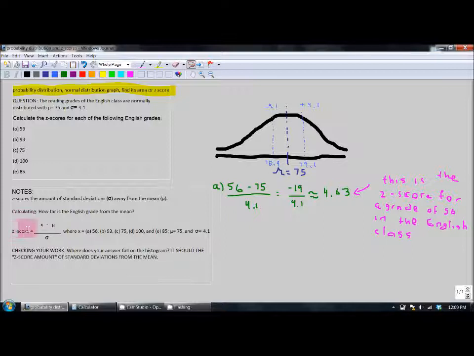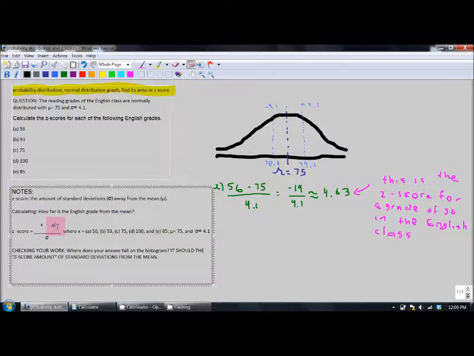You have your formula for the z-score. You have x minus mu divided by sigma. All that really means is you're taking what was given to you. X is going to be this here. For part A, X is going to be 56. So X is 56. So you'd write 56 minus, you're subtracting the mean, this mean here, 75, then you're dividing by 4.1.